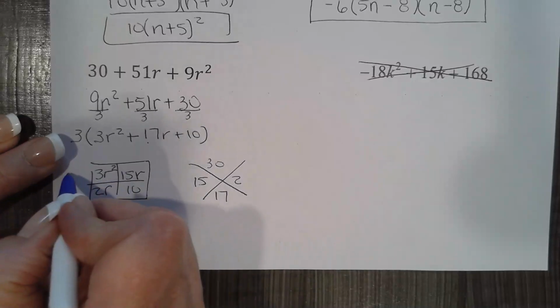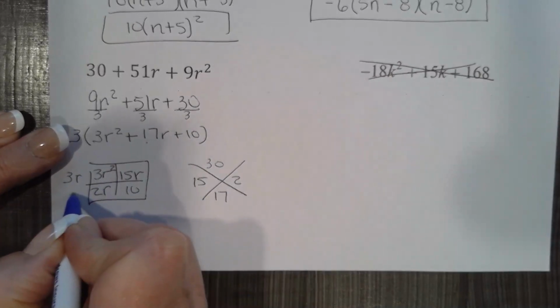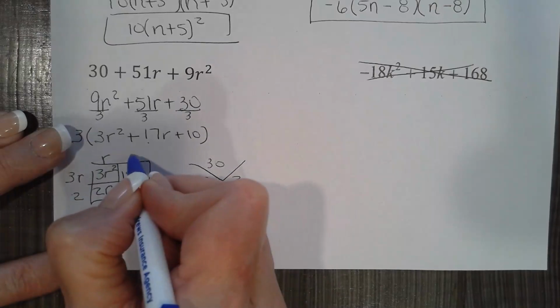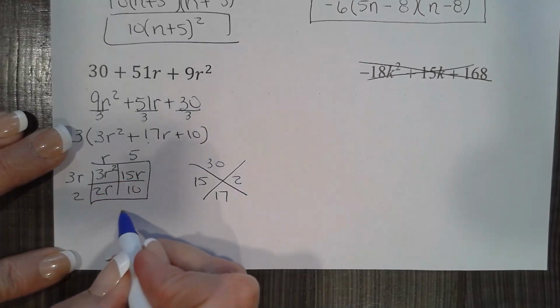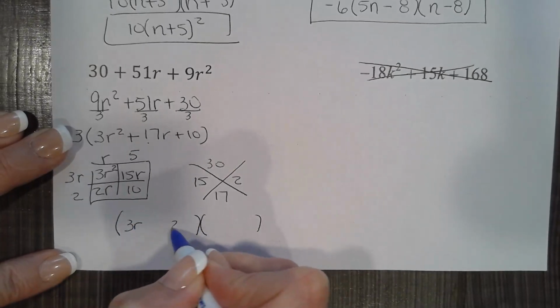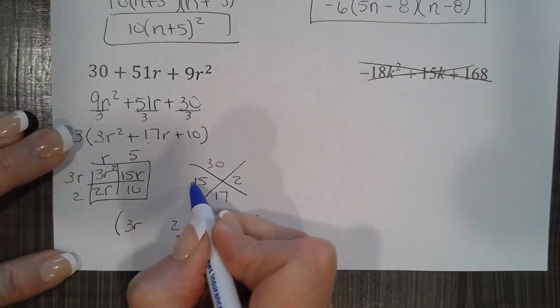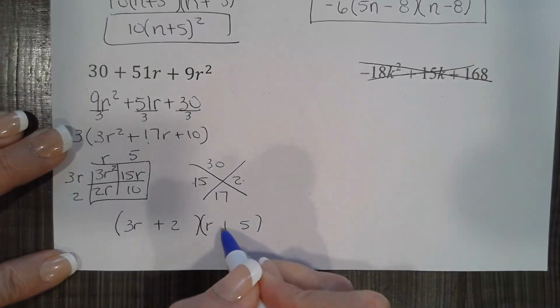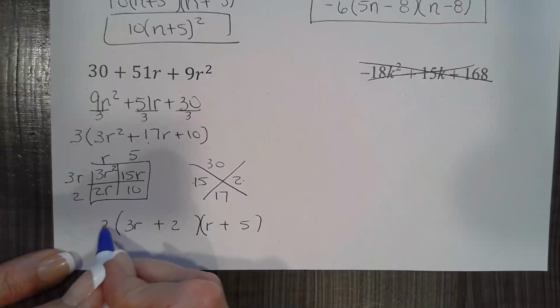Okay, greatest common factors, 3r and 5, 2r and 5. Both signs positive, so we need pluses in here, and don't forget we pulled a 3 out.